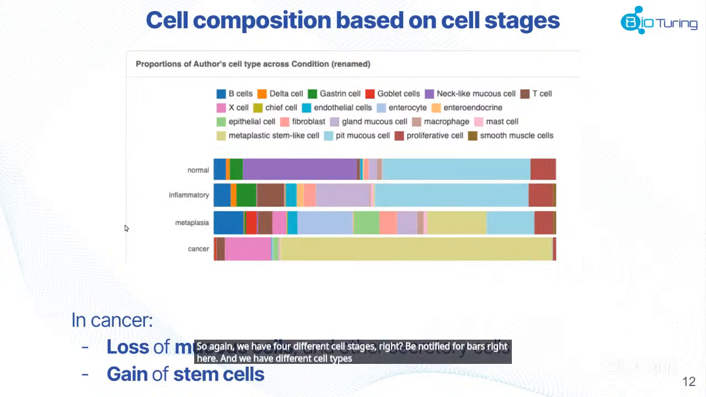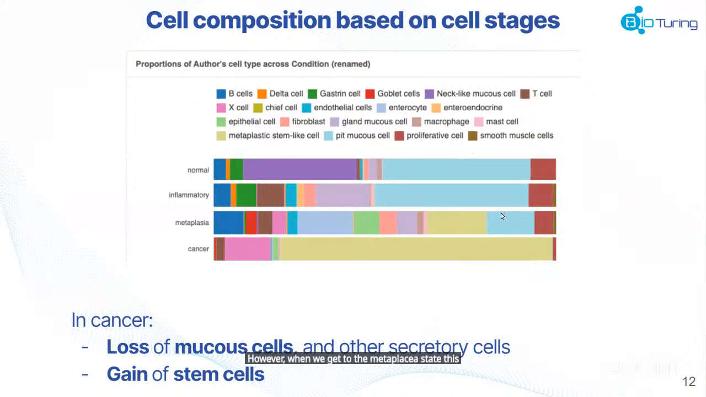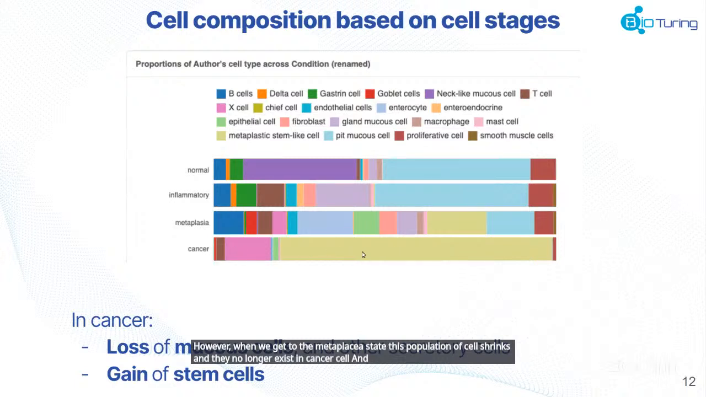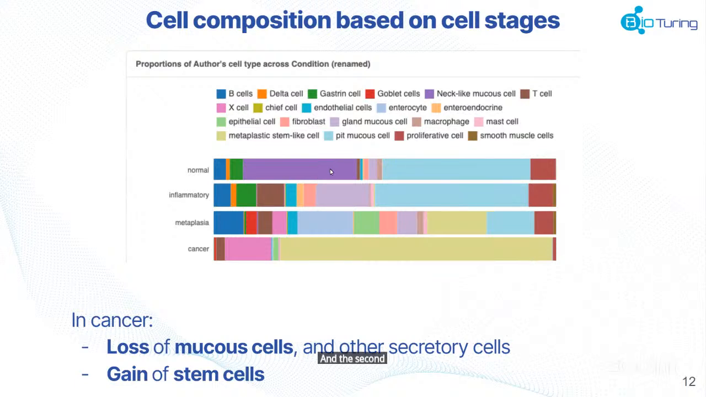And from the normal cells to the inflammatory state, we have a very big blue bar that represent the pit mucus cells. However, when we get to the metaplasia state, this population of cells shrinks and they no longer exist in cancer cell. And likewise, we also observe that the neck-like mucus cell in the normal sample has disappeared over time. And the second observation is that in the cancer population, we have now more metaplastic stem-like cell, which is the yellow bar here. So our hypothesis is that perhaps the mucus cell population has transformed into the cancer stem cells.